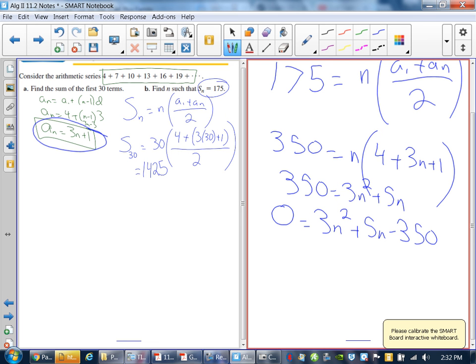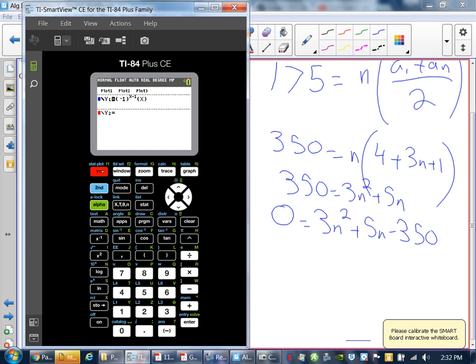Put it in the calculator to your y equals and look at the table for a positive 0. Because obviously you have what times what is going to be 3 times negative 350. You'll have a negative 0 and a positive 0. Hit the table and find out where it equals 0. Y equals 3x squared plus 5x minus 350. Go to your table. Where do you get a 0?